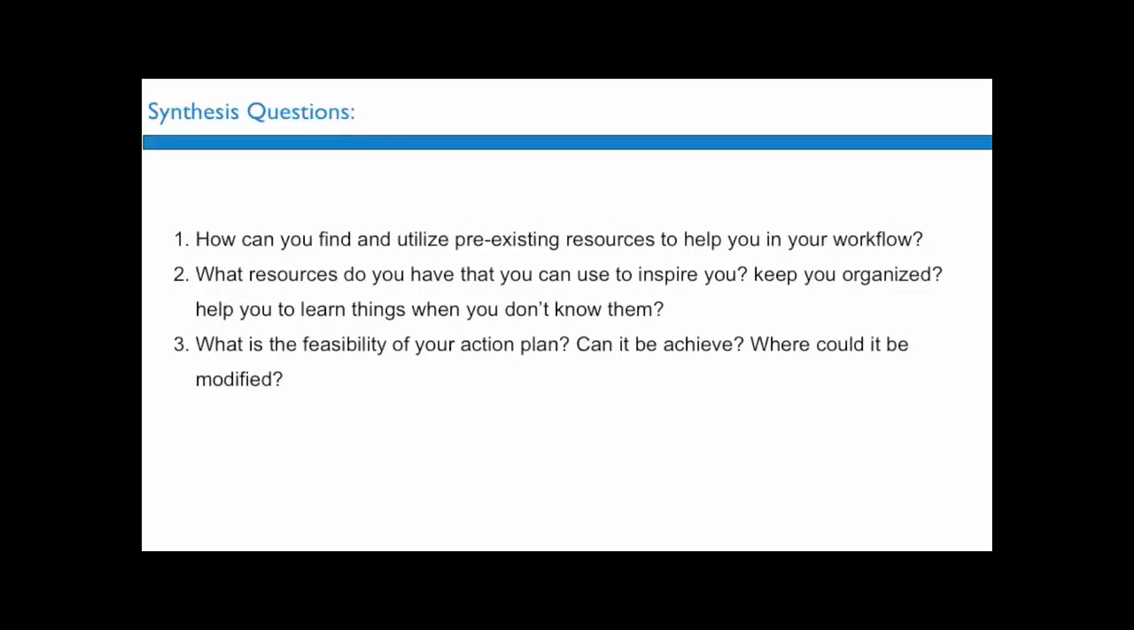The third point is to think about the feasibility of your action plan. I know what you might be thinking. What does my action plan have to do with creativity? But the important point here is, although you may be very creative at this stage of your process, you have to think about whether or not what you are trying to do can actually be achieved. We all want to create the next 3-hour masterpiece. However, do you have time to do that within the context of this course?